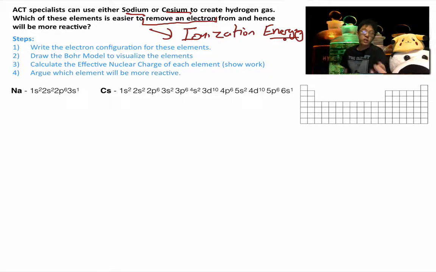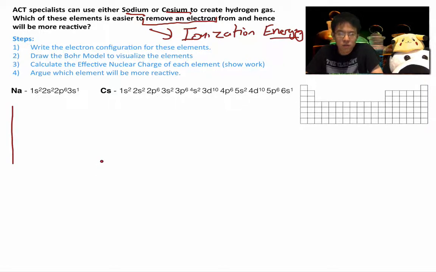But I want to be able to back up that ionization energy. So just from looking at a table, I can say that cesium has lower ionization energy and is going to be easier to remove an electron from. But I really want to know why. And to know why, we want to look at the atomic structure. So right now I've got sodium and cesium. I've written out the entire electron configuration, because that's going to help me visualize it.